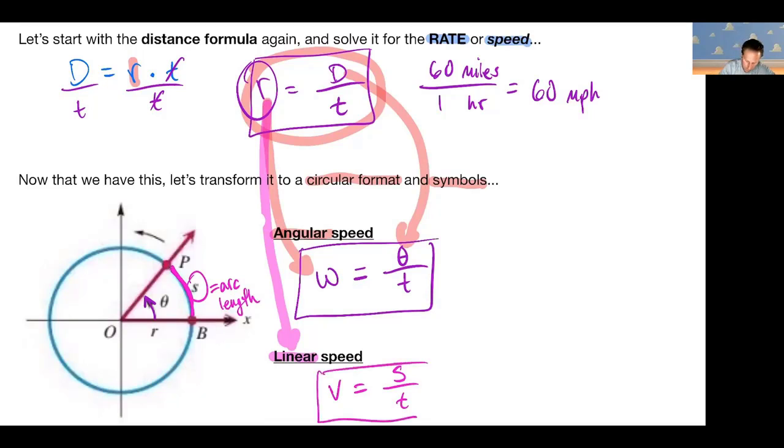Now, this one actually has an alternative form because we also know s to mean something else. We also knew that s was equal to r times theta.